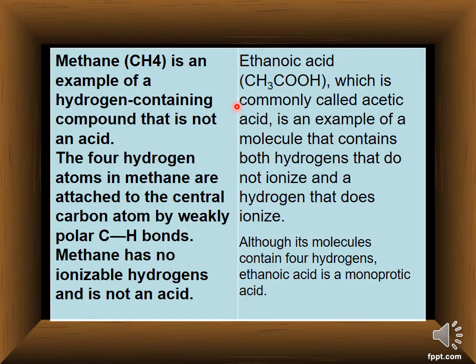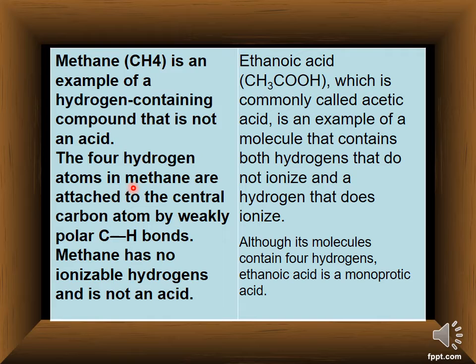Now let's take a comparison: methane and ethanoic acid. Methane's formula is CH4 and ethanoic acid's formula is CH3COOH. Both compounds contain 4 hydrogens. CH4 means 4 hydrogens are present, and CH3COOH means 3 plus 1, 4 hydrogens here. But one of them is called an acid, and the other is a simple organic compound, not an acid. Why? Look here. Methane is an example of a hydrogen-containing compound that is not an acid.